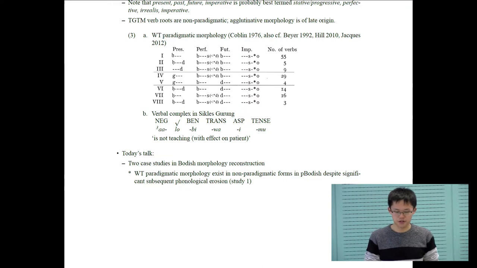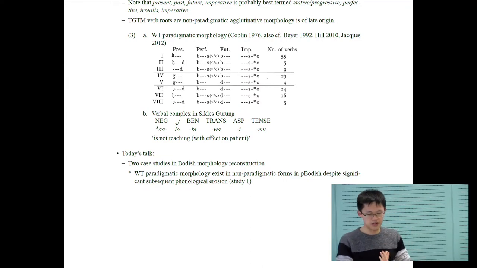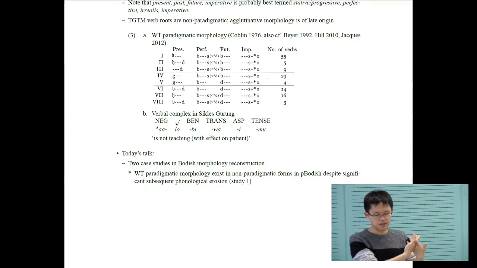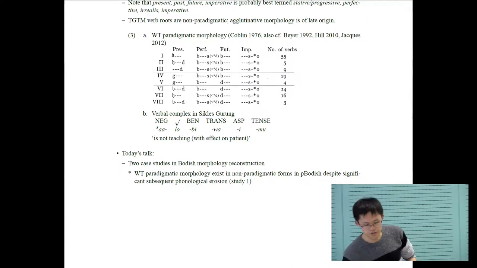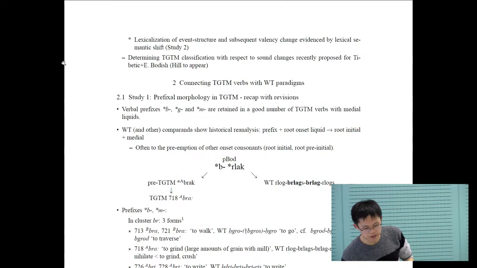In one of them, I'm going to try to show that these paradigmatic morphemes that we see in written Tibetan existed in non-paradigmatic forms in Proto-Bodish, despite significant subsequent phonological erosion in Tamangic, such that we only see remnants of it. But the functions, as far as we can see them, seem to correlate with written Tibetan.